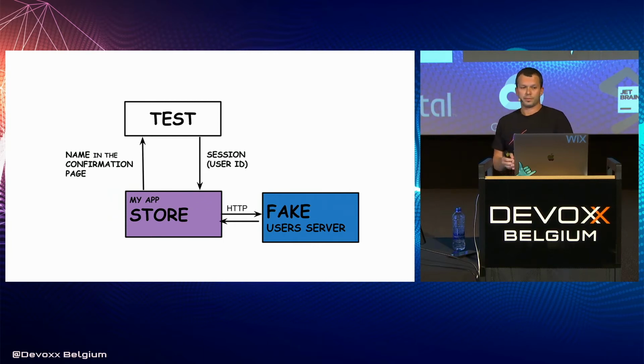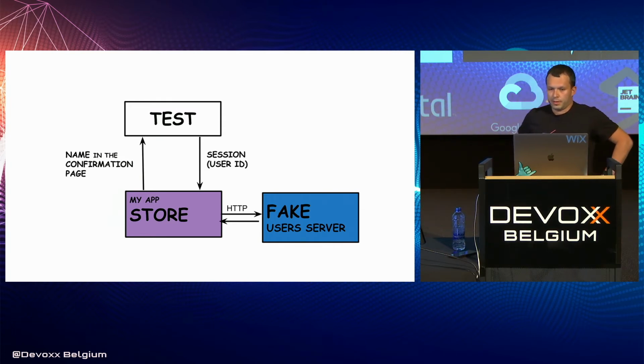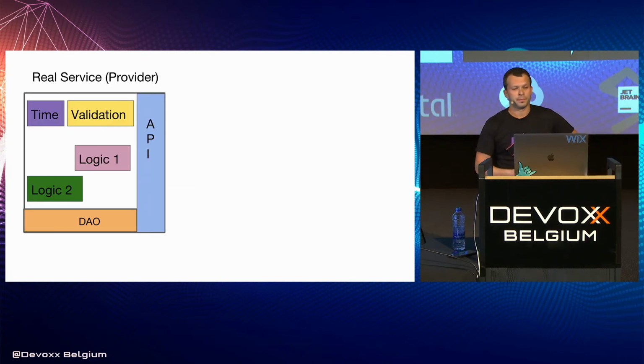So we have our application, and it talks to the fake server over HTTP. By the way, it can be any protocol. The HTTP is just for the example, and I guess that's what most of the people here do. So here we are having a fake that represents the fake server. So how does this fake server look?